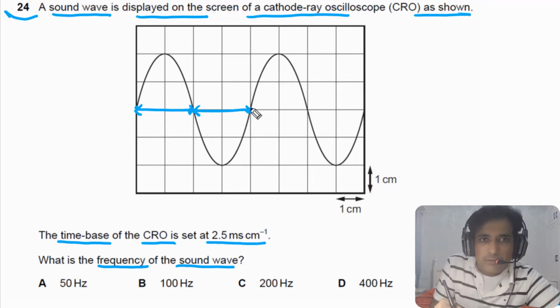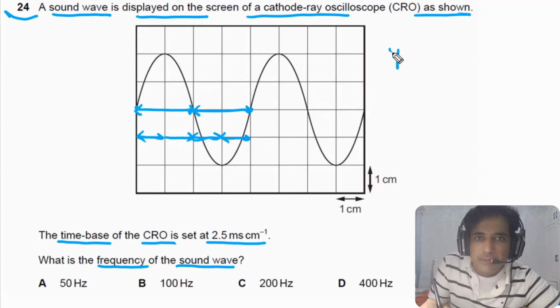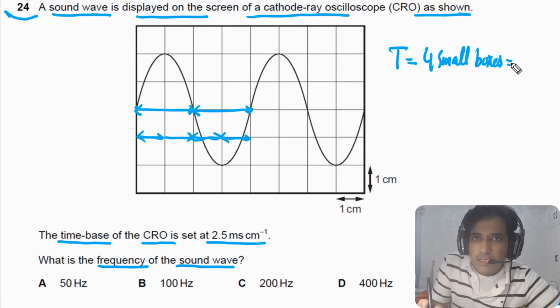And if you look at this one, in this case, we have 4 centimeters. Means we have 4 small boxes, which means we have 4 centimeters. In this case, we can say time period is equal to 4 small boxes, and this is equal to 4 centimeters. We need to find out the time period.